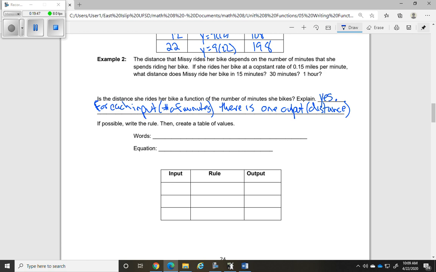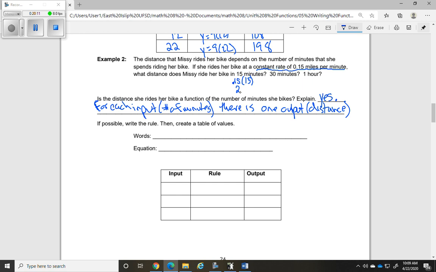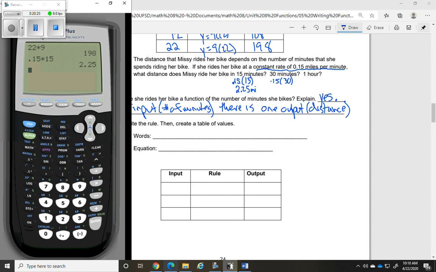And it says that she rides her bike at a constant rate, which means it's linear, of 0.15 miles per minute. So 0.15 miles per minute means that I multiply 0.15 times 15, which gives me 2.25 miles. 0.15 times 30 is 4.5 miles.